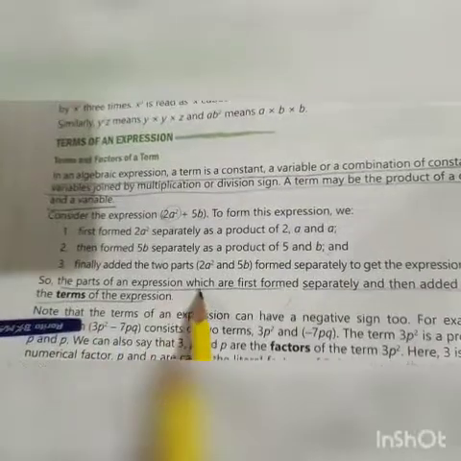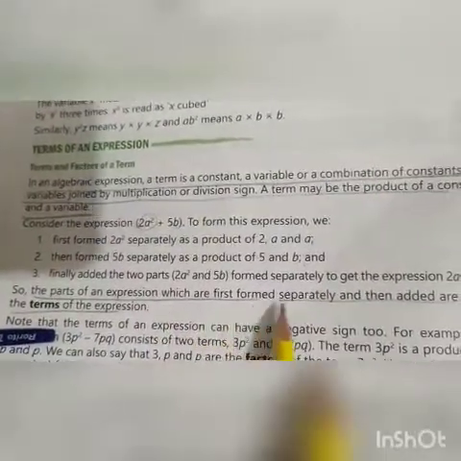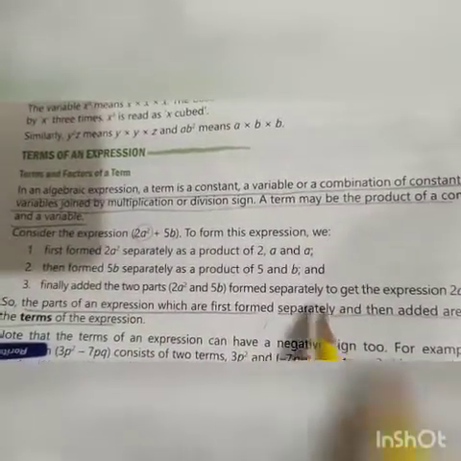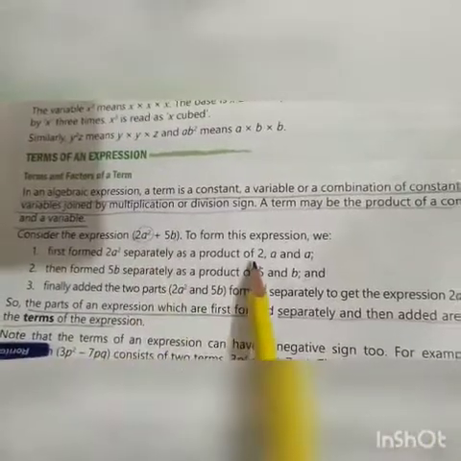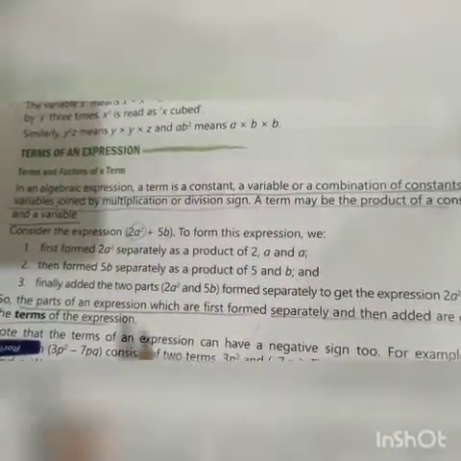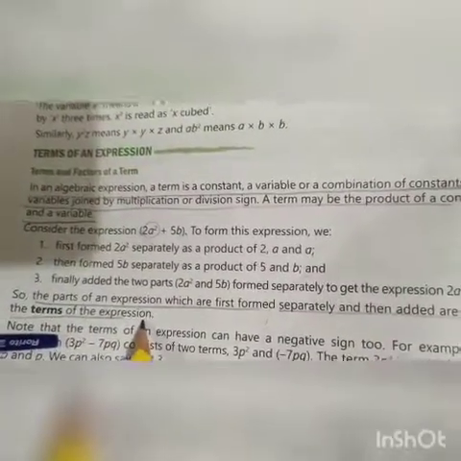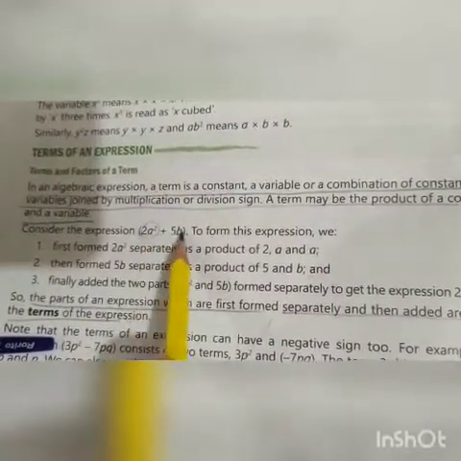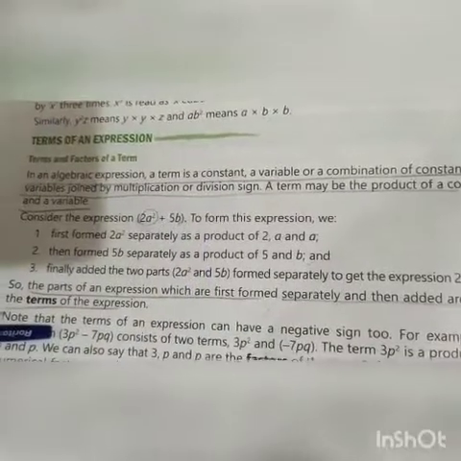So the parts of an expression which are first formed separately, meaning this 2a square is first formed by the product of 2a and a, and then added, are called the terms of the expression. Now these two are the terms of the expression.